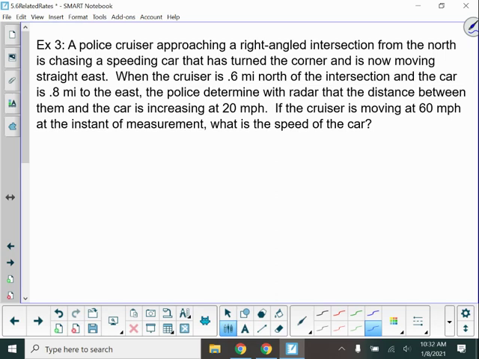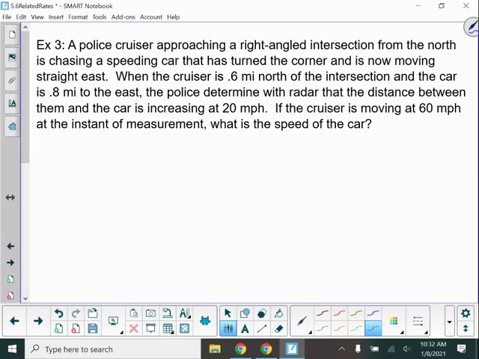Part 2 of your video on 5.6 related rates. This gives us yet another different type of situation. We have a police cruiser approaching a right-angled intersection from the north. It's chasing a speeding car that has turned the corner and is now moving straight east.